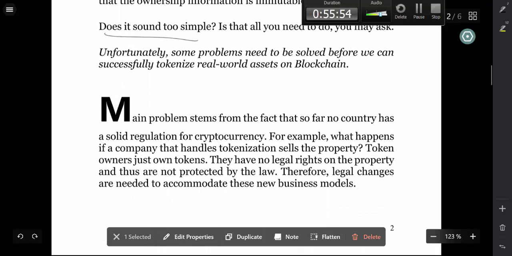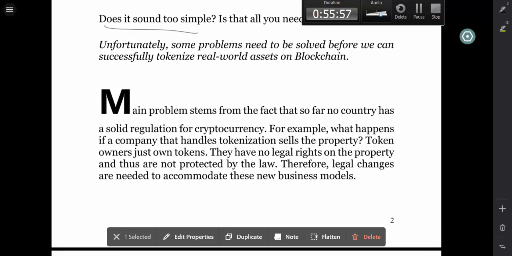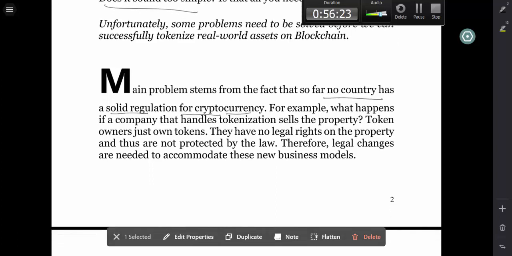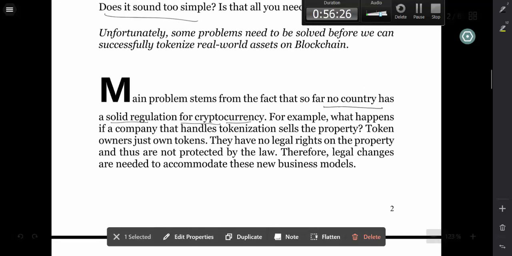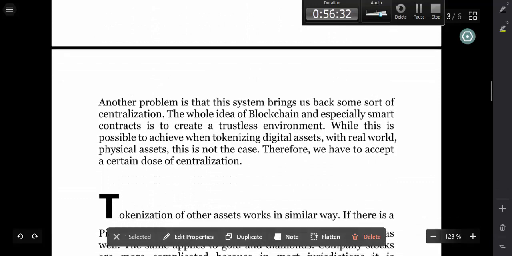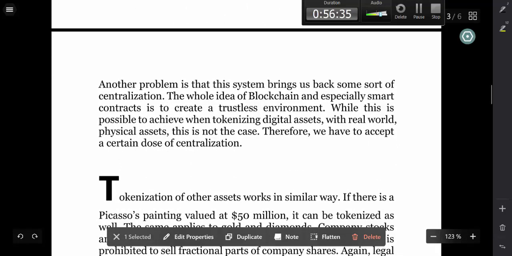Unfortunately, some problems need to be solved, and the main problem is nobody right now actually has any regulation on cryptocurrencies or tokens, okay? And if you buy the tokens, you actually don't have legal rights on the property, and so you're not protected by law. But I think this is a problem that can be overcome, and I will explain to you why in a moment. Another problem is that the system brings us back to some sort of centralization.